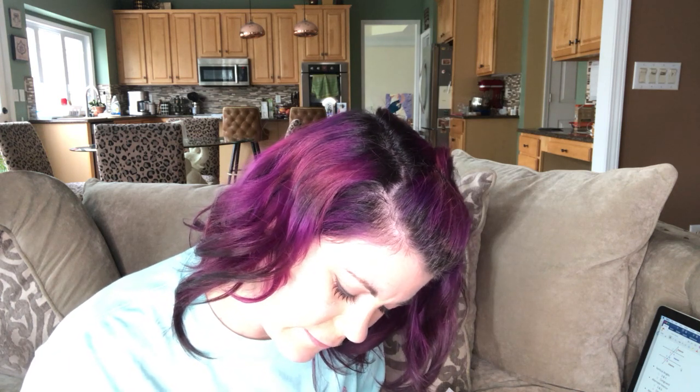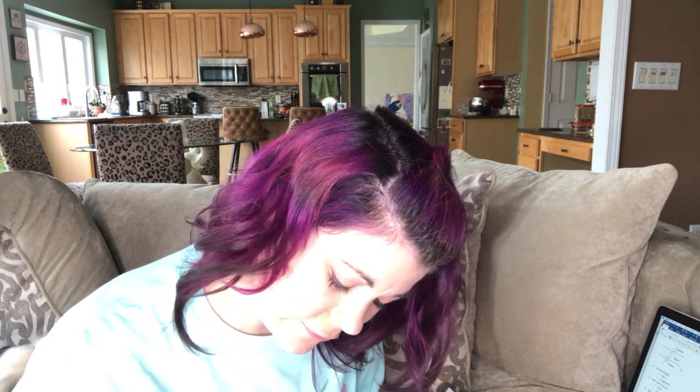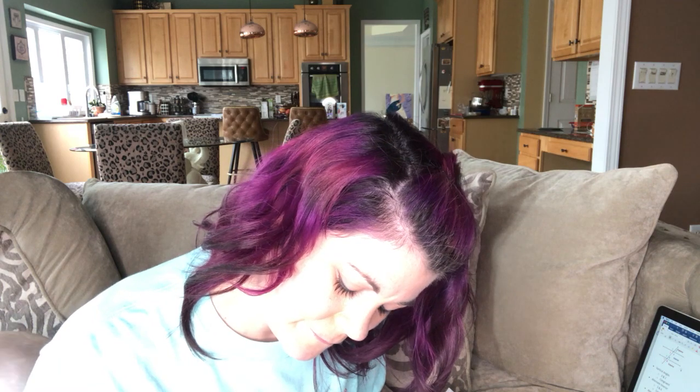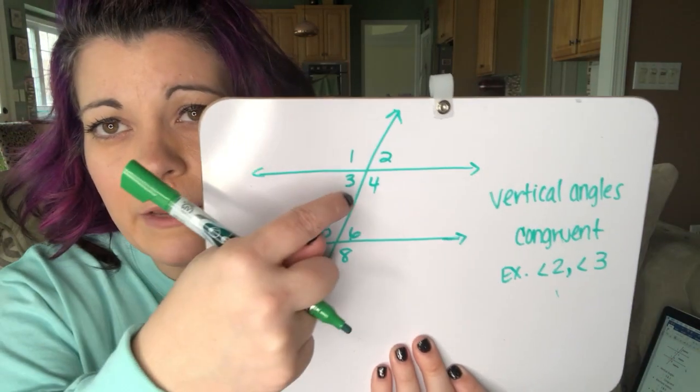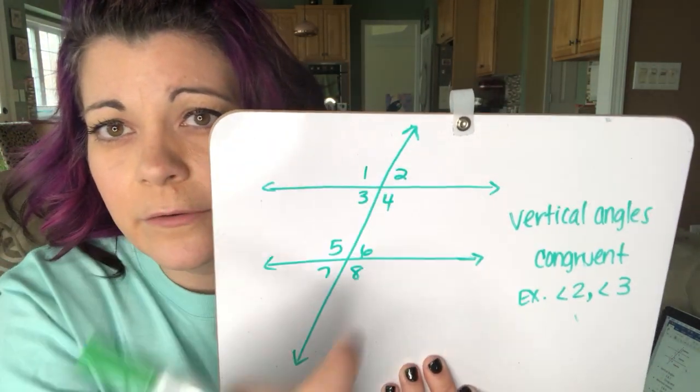So vertical angles, they are congruent. And then an example is angles 2 and 3. So vertical angles are angles that are straight across from each other, okay? So 3 and 2 are vertical angles.